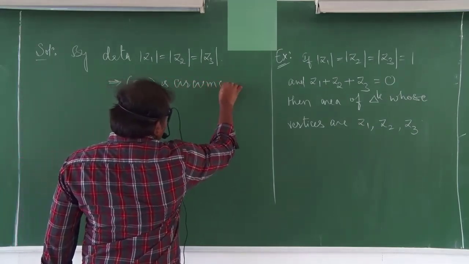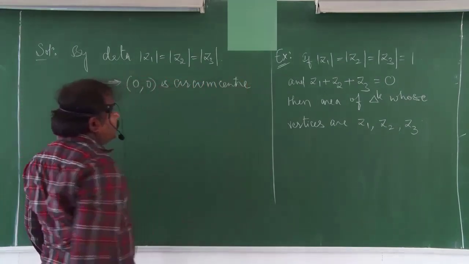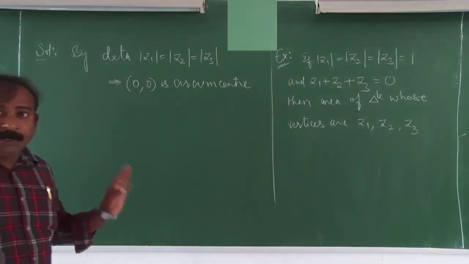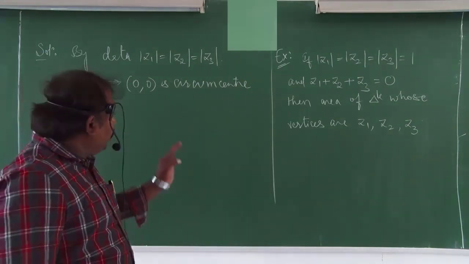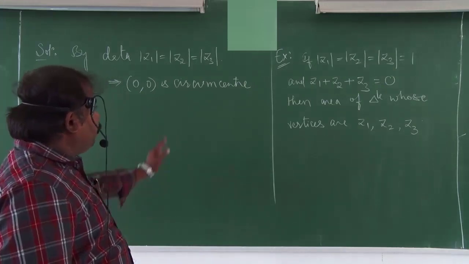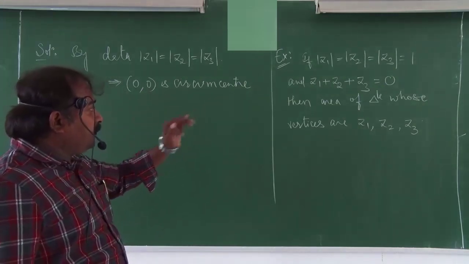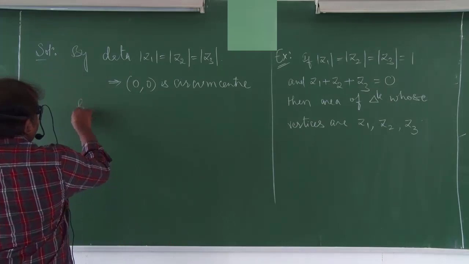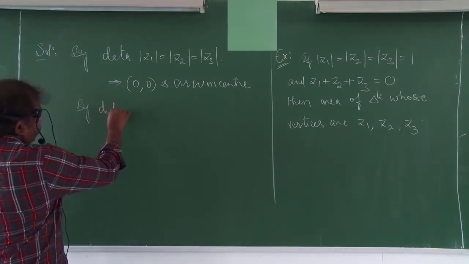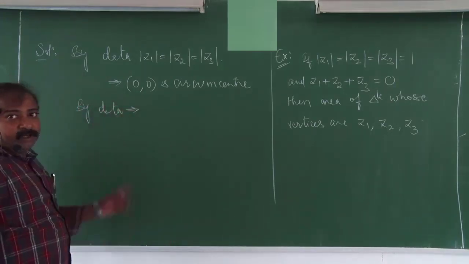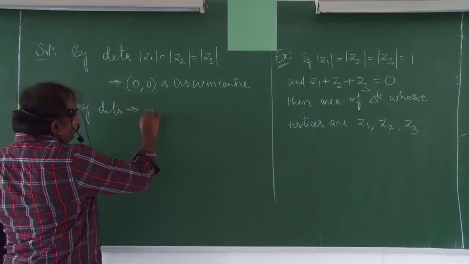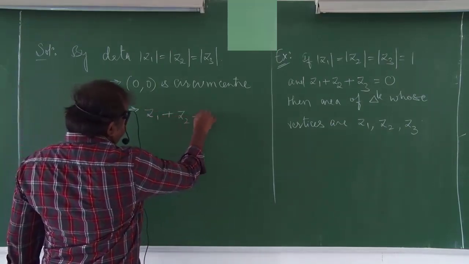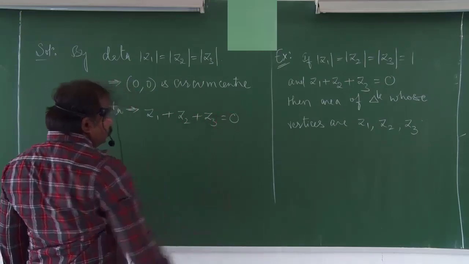circumcenter. This is the important point. This is the circumcenter. That is one important point. Next, from the given data, one point we got. Next, what else is given? One more point is also given. What is the next point? z1 plus z2 plus z3 is equal to 0.